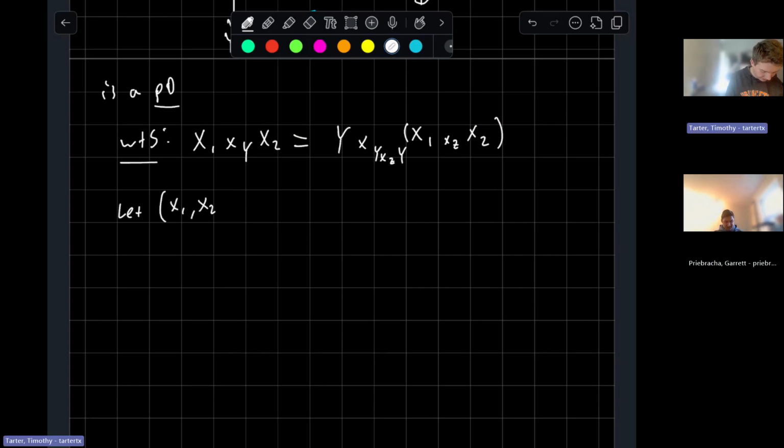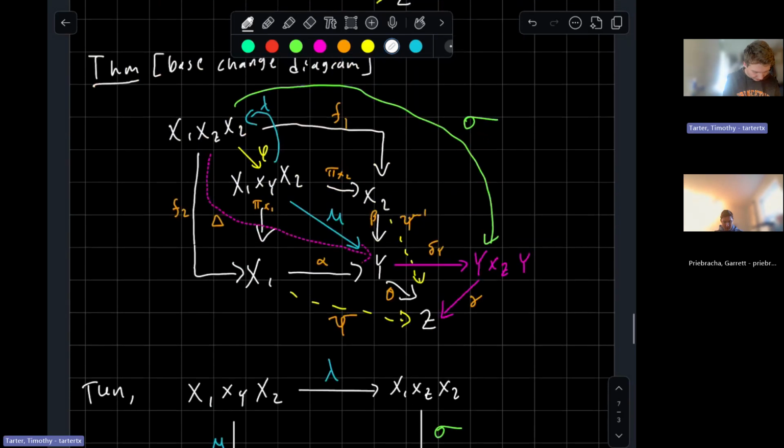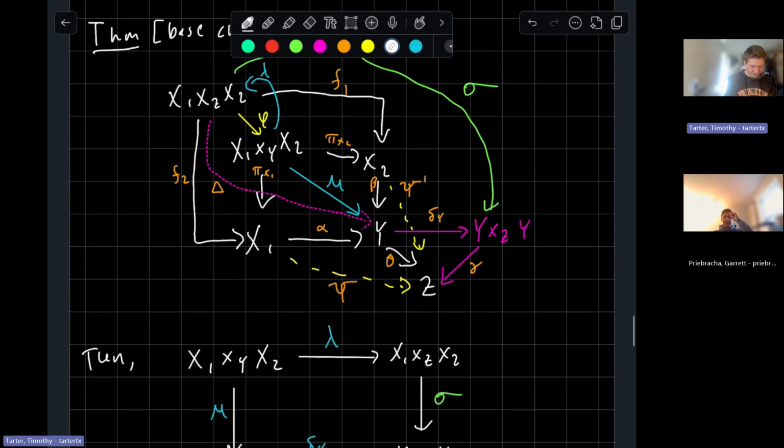Okay. So let x1, x2 be in the fibered product of y to x1 and x2. Then, what is it that we know? So x1 and x2 are in the product. I'm not even gonna write it in. There's a product of x1 and x2 in here somewhere floating around. It's just a regular product.